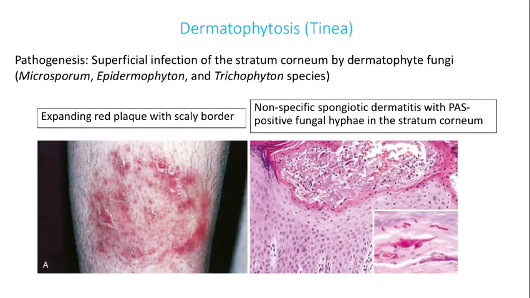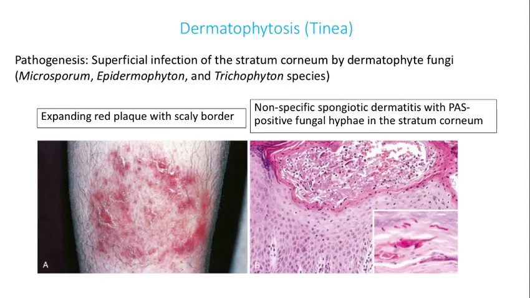Next, we're going to talk about dermatophyte infections, also known as tinea or ringworm. So this is a very superficial infection of the stratum corneum, the keratin layer of the skin, by dermatophyte fungi. There are 3 major species of dermatophyte fungi. These are microsporum, epidermophyton, and trichophyton species. The clinical presentation is pretty characteristic. You get these expanding red plaques, and they have a scaly border.